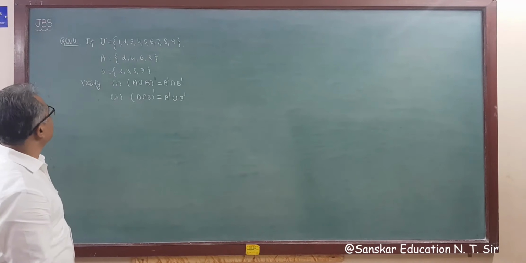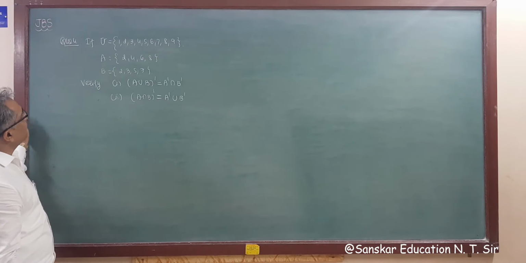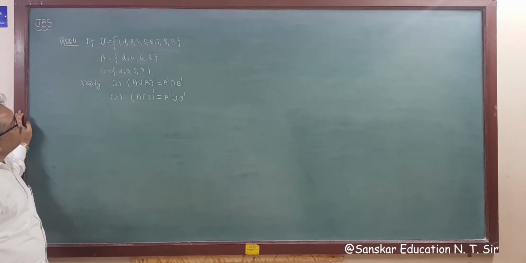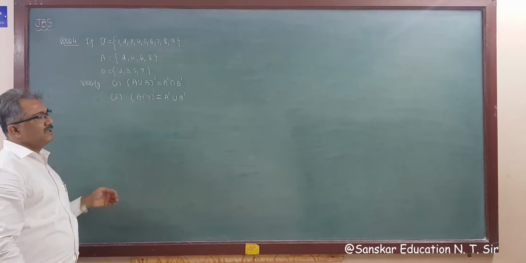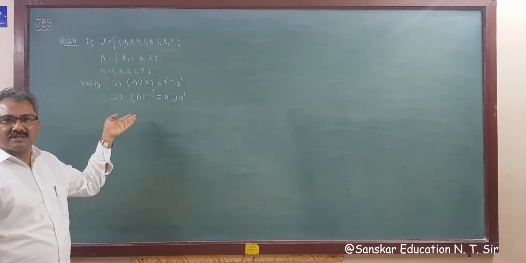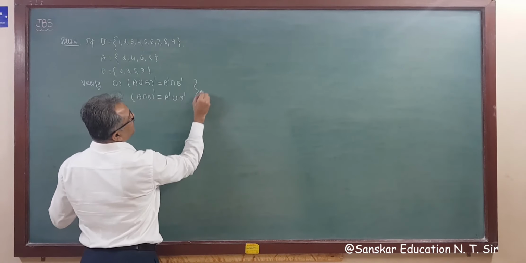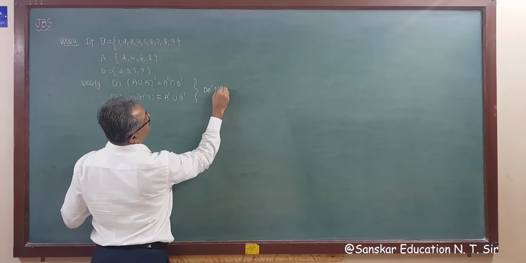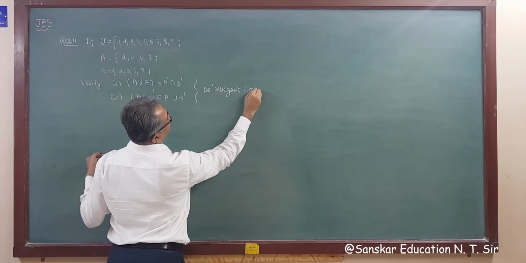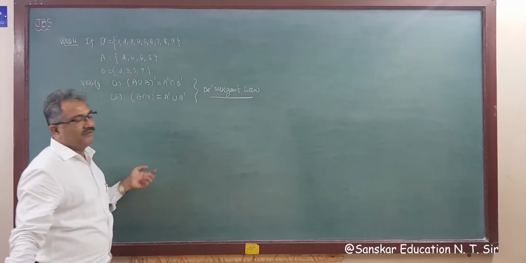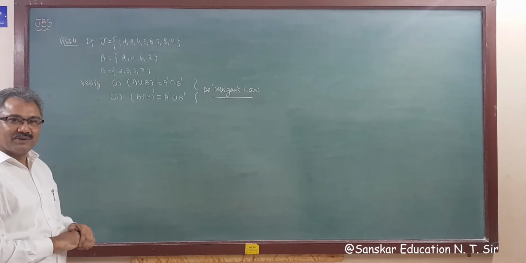So the next question is question number 4. If U is equal to 1, 2, 3, 4, 5, 6, 7, 8, 9, and A is equal to 2, 4, 6, 8, and B is equal to 2, 3, 5, 7, then we have to verify this. So this is known as De Morgan's law, right? So in short, we have to verify De Morgan's law, right?